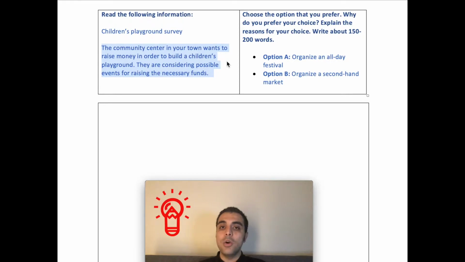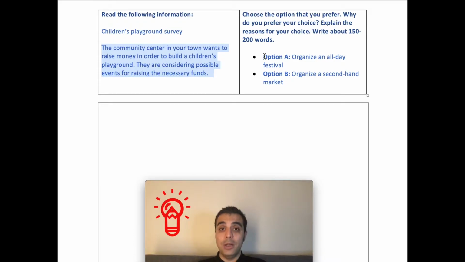The other part is called the instructions, and that's where we are told what the survey is going to be about, and we are provided with the options that we need to choose from. In this case, it says, choose the option that you prefer. Why do you prefer your choice? Explain the reasons for your choice. Write about 150 to 200 words. So this part is always the same.